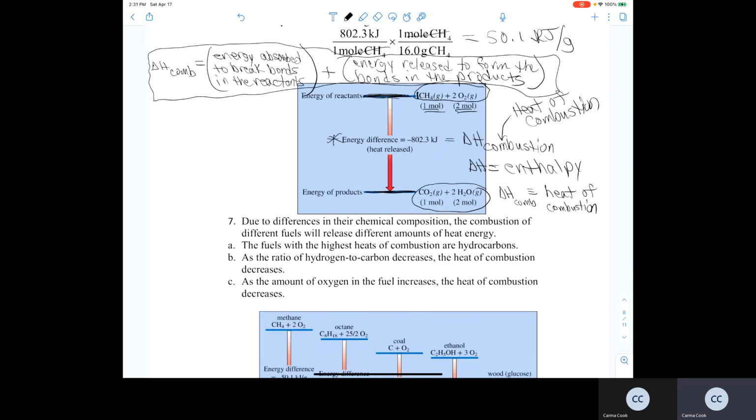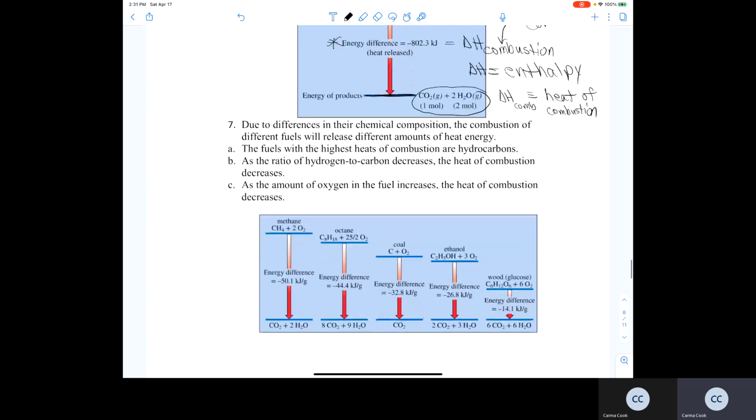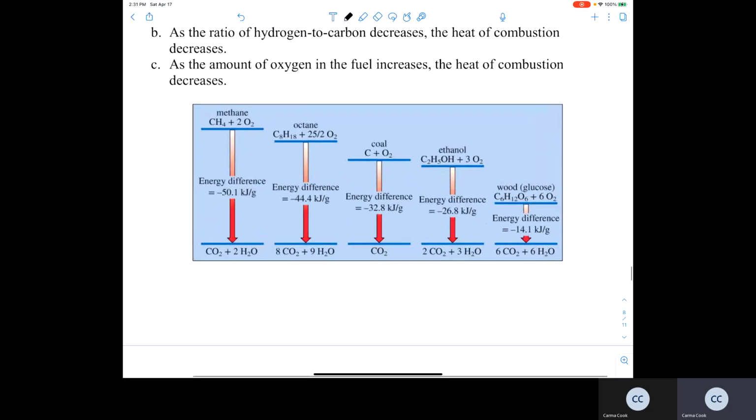So this is the energy profile diagram for methane. Here are some energy profile diagrams for other fuels. So you can see that the energy difference, which we call the delta H of combustion, or the heat of combustion, for each type of fuel is different. Wood having the smallest energy difference, methane having the largest.